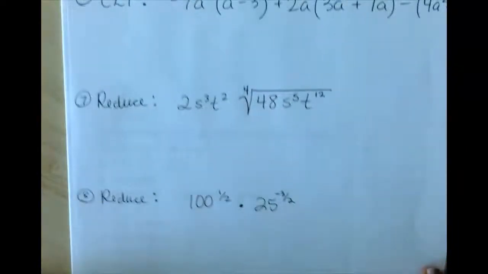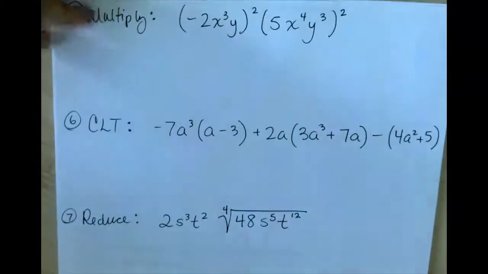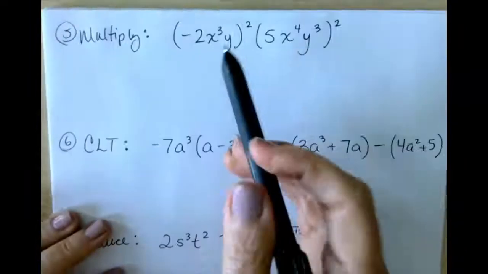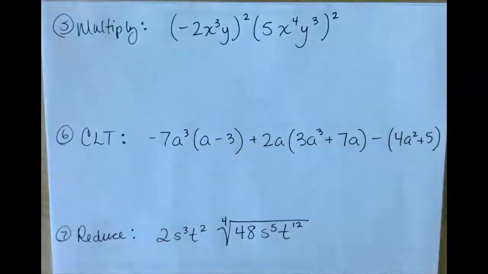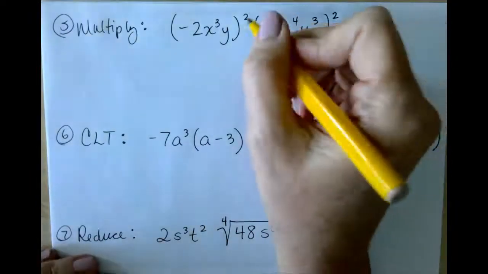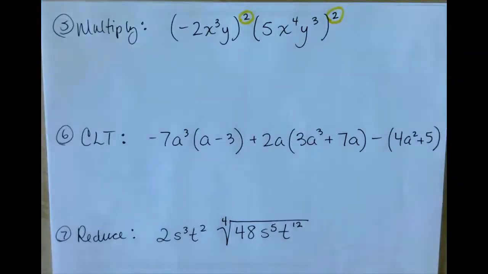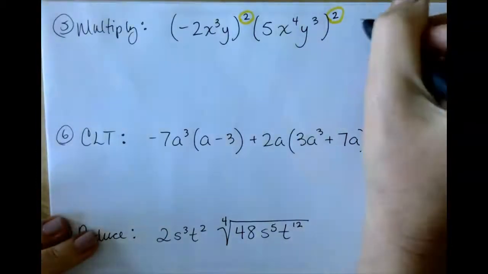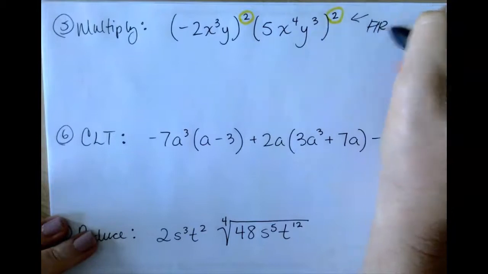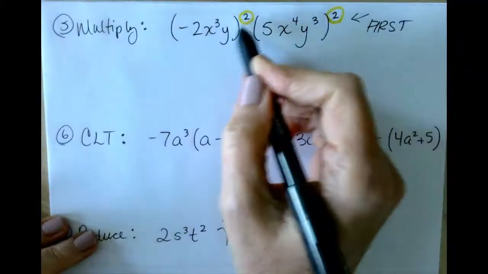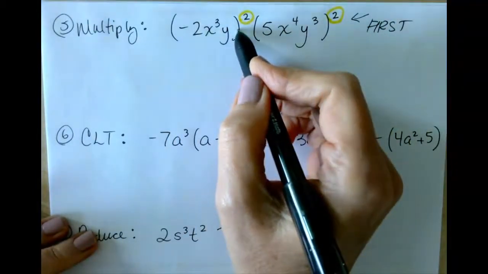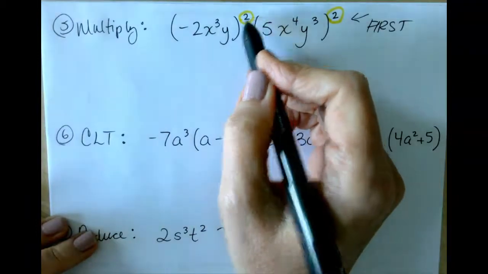Number 5, continuing to multiply. This time we have order of operations that have to be observed. So the first thing I want to call to your attention are the exponents that are outside of the parentheses. They need to be dealt with first. First thing, so everything inside those parentheses needs to be raised to the second power.